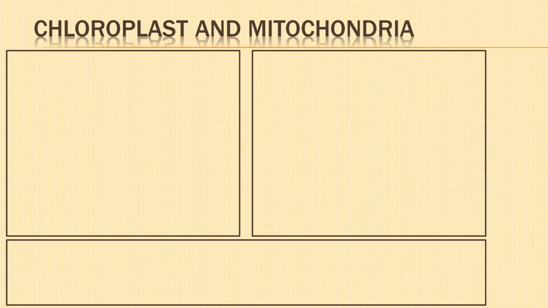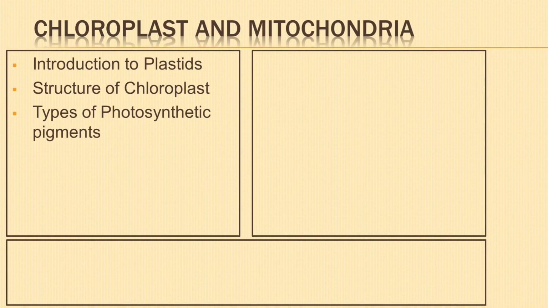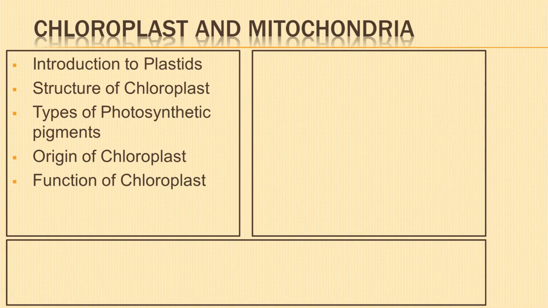Hello. In this video, we will learn in detail about chloroplast and mitochondria, which are also known as the kitchen of the cell and the powerhouse of the cell, respectively. We will begin with a short introduction to plastids, followed by structure of chloroplast, types of photosynthetic pigments, how chloroplasts have originated, various functions of chloroplast, and types of plastids.